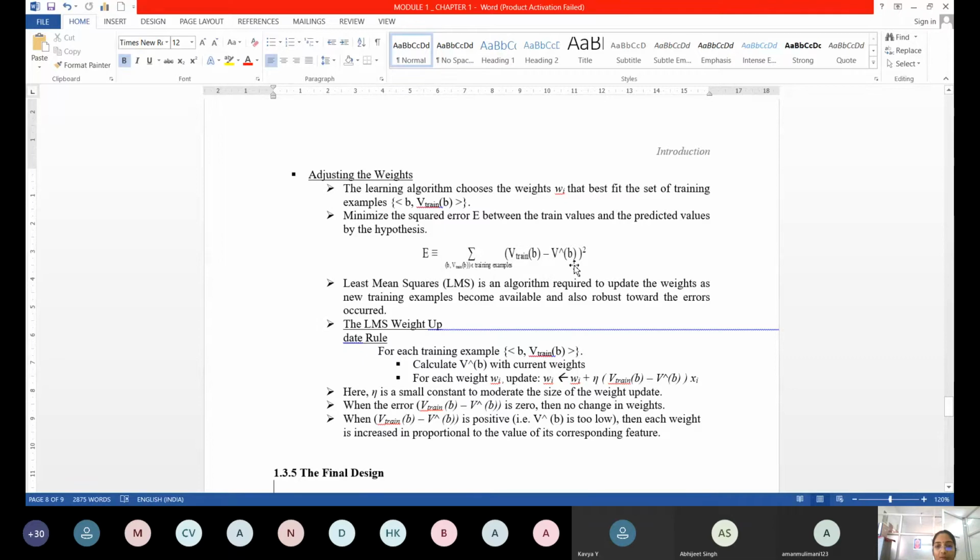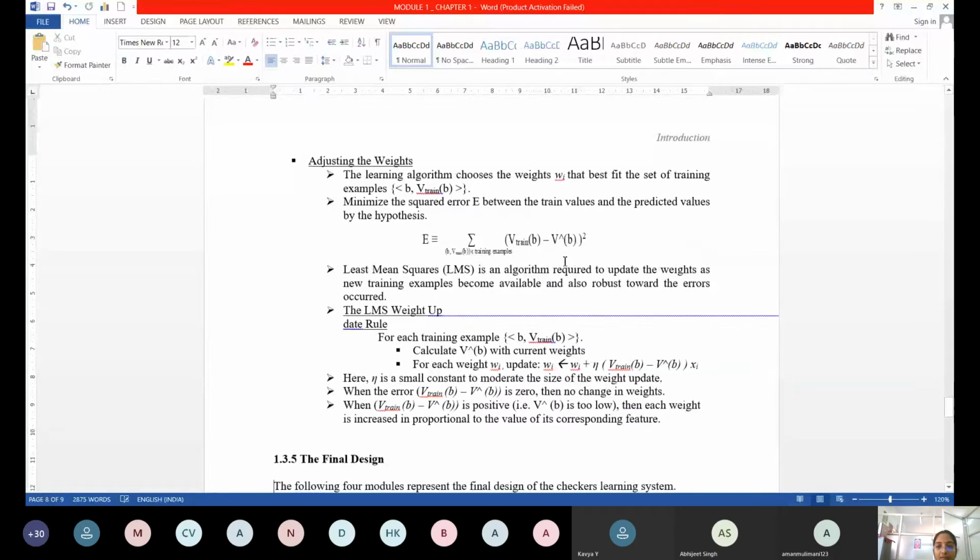So there is a formula given to you. You just go through this, which is E, the error rate, which is equivalent to the summation, where you have to apply the training examples. V train of B is the value of every board state minus its successor one.